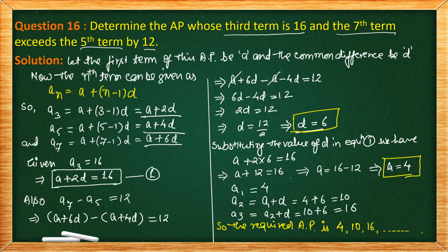Now let me revise it once again. What we have done, we have used the condition that the third term is 16, the seventh term exceeds the fifth term by 12. For this we have used the general formula for the nth term to find out the terms a3, a5 and a7. Then we have used the conditions to find out the solution. Thank you.